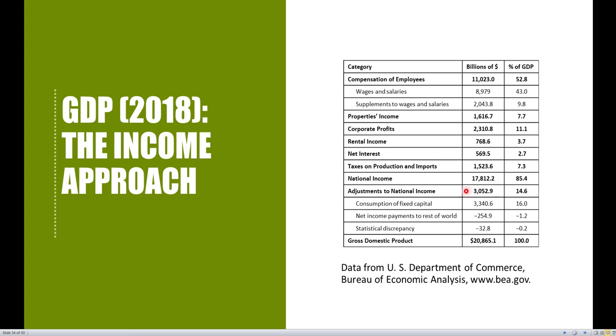So where does the additional $3 trillion come from? Where's the other 15%? That's where we talk a little bit about these three variables right here. So consumption of fixed capital, net income payments to the rest of the world, and the statistical discrepancy. The biggest one out of all of these is going to be this consumption of fixed capital. And this is just a really fancy way for us to say depreciation, or the capital consumption allowance. So what exactly is depreciation? Let me give you this example. Suppose you go to a dealership and you go ahead and buy a brand new car.